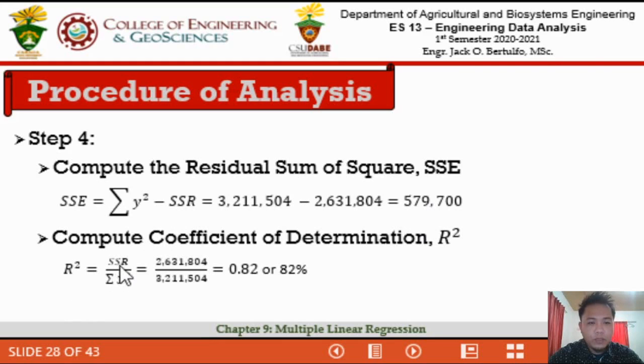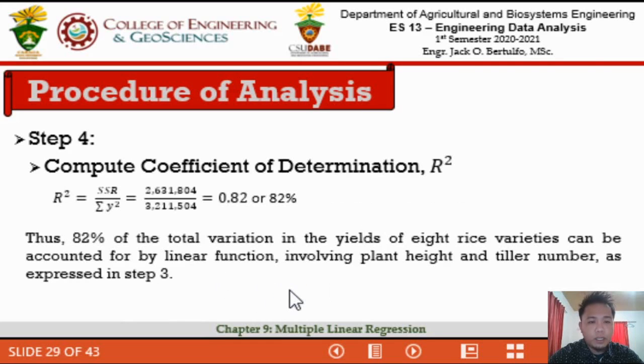Okay? Then R squared is just SSR over the corrected sum of squares of y. Okay? Then your calculation will result to 0.82, or if we express that as a percentage, it's 82%. So what does this 82% mean? It means that 82% of the total variation in the yields of 8 varieties can be accounted for by the linear function involving plant height and tiller number as expressed in step 3.